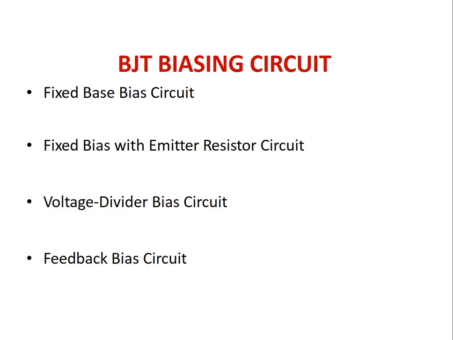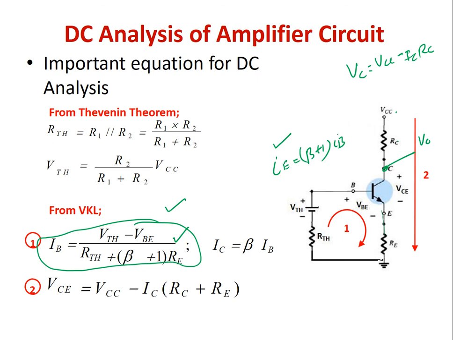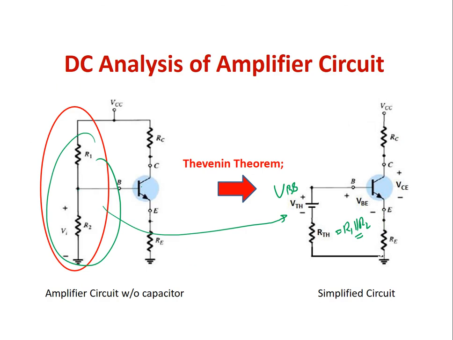We could have different kinds of BJT circuits, like we learned earlier. We could have fixed base bias circuit, the circuit with emitter resistor, and the voltage divider. This circuit is basically called the voltage divider circuit, because voltage is being divided due to this parallel network.